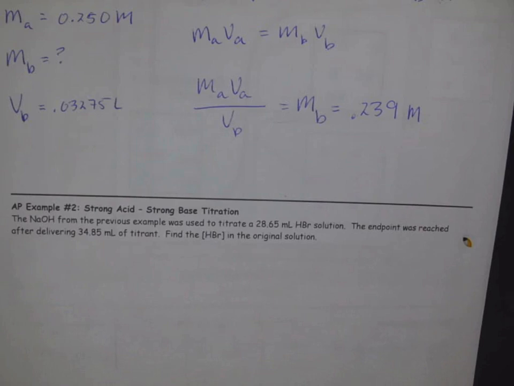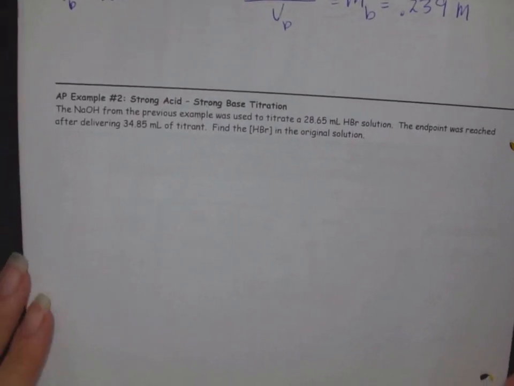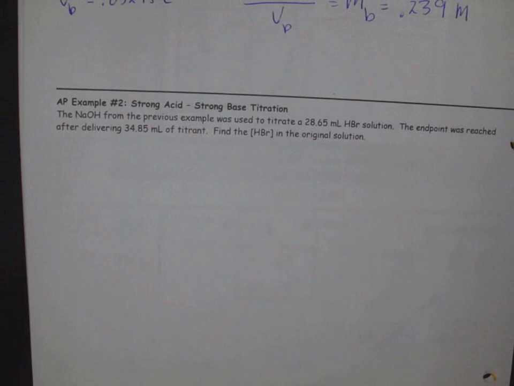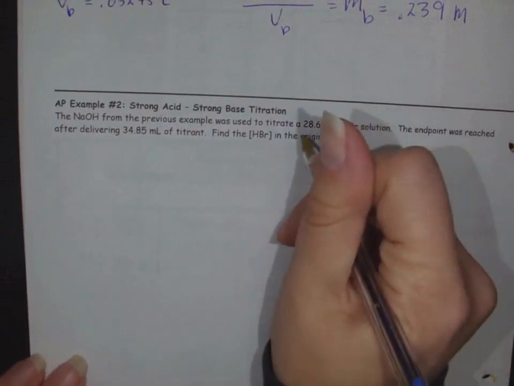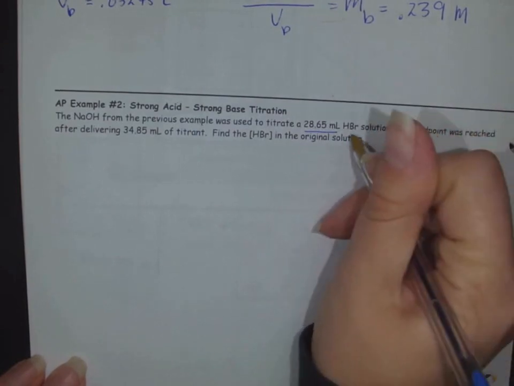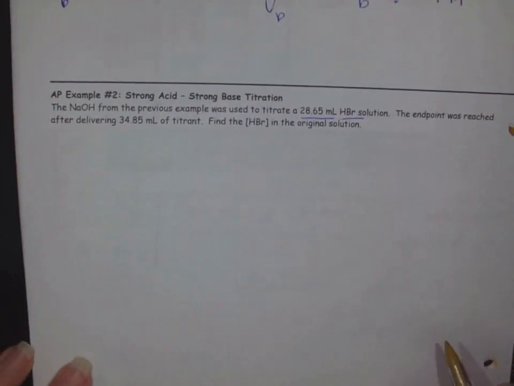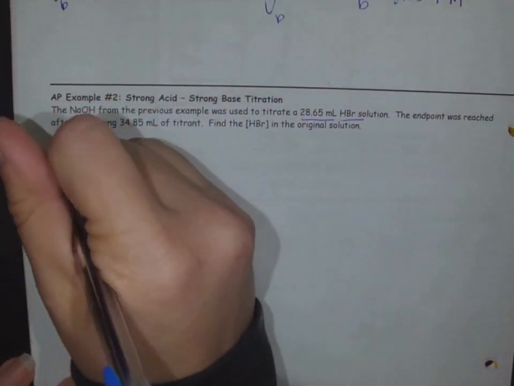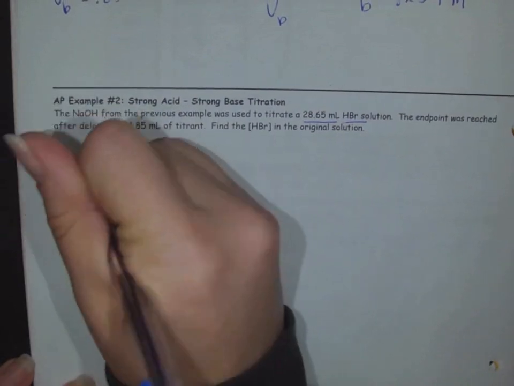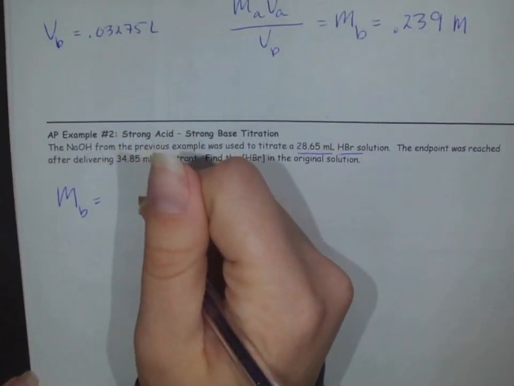All right, let's do this one last time, and then we will be done. So the sodium hydroxide from the previous example was used to titrate 28.65 milliliters of HBr. Okay, so a couple things. First off, the sodium hydroxide from the previous example. So that means our concentration of the base that we just figured out, this 0.239 molarity.